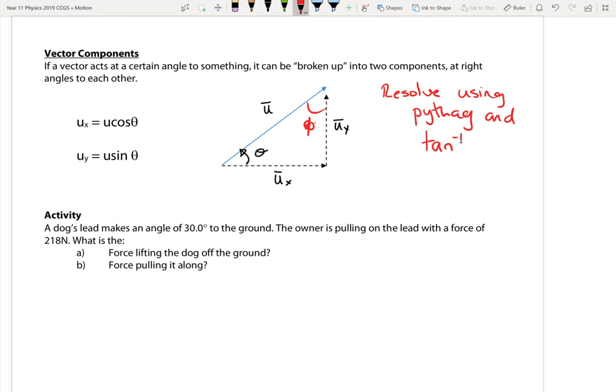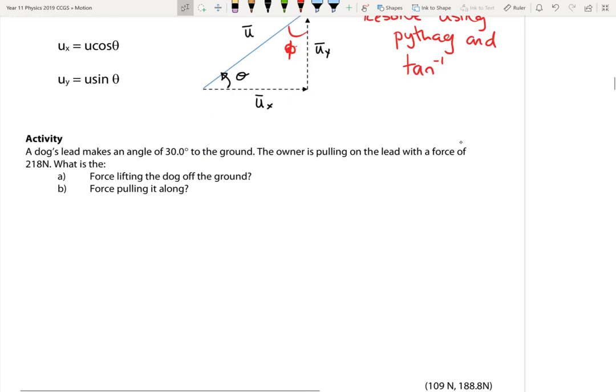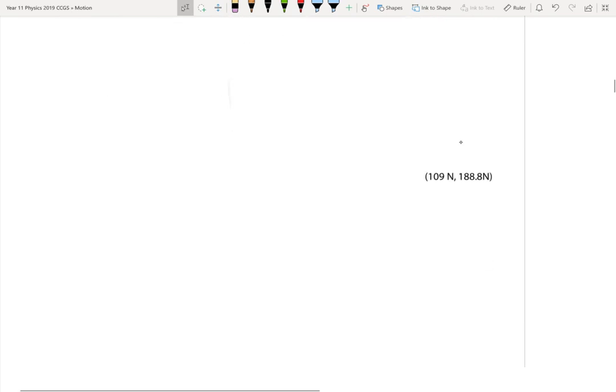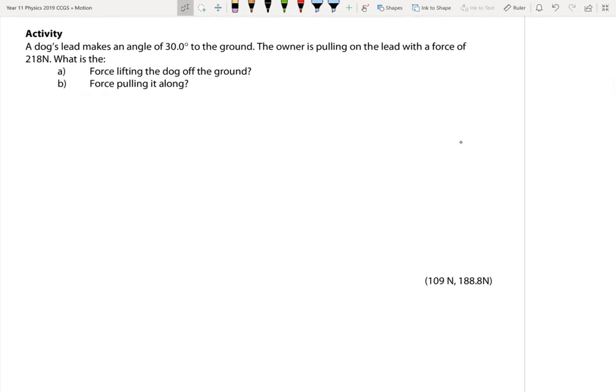Guys, we can resolve using Pythag and tan. So let's look down here. We'll look at an example. I'm going to save some space on this page because this is a really easy kind of question. So a dog's lead makes an angle of 30 degrees to the ground. The owner is pulling on the lead. So we're going to just draw the force like so. We are given the angle to the ground. So that's a bit ambiguous. We'll say the angle with respect.